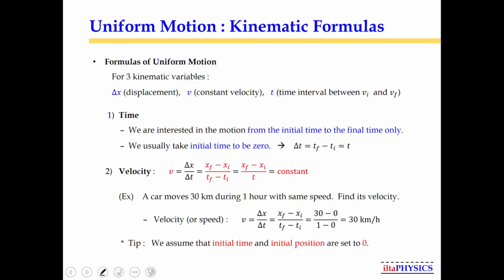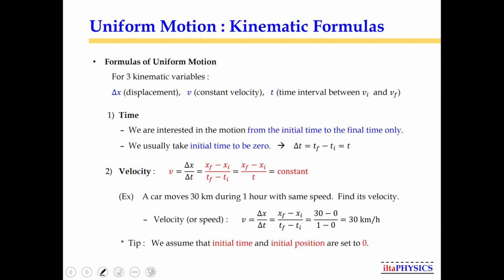As you see in the equation, the velocity is constant. That's natural since uniform motion is defined as motion with constant velocity. Let's look at an example to make this clearer. Suppose a car travels 30 kilometers in 1 hour with the same speed. What is the car's velocity?